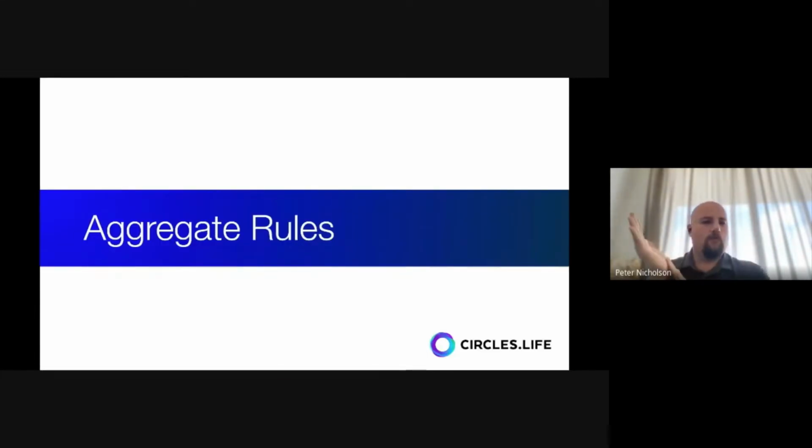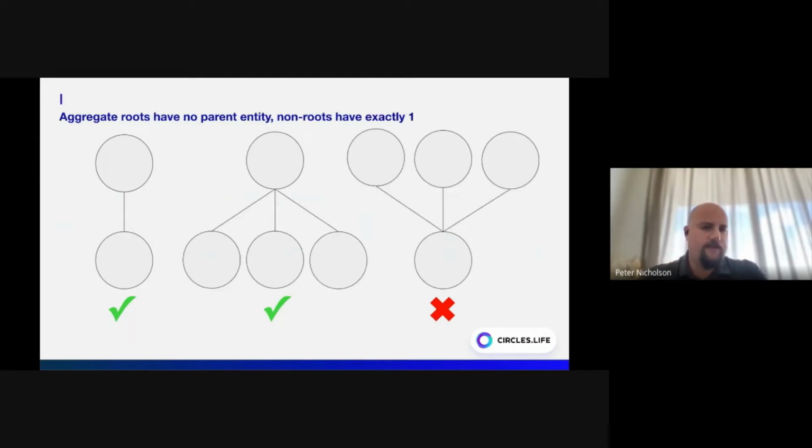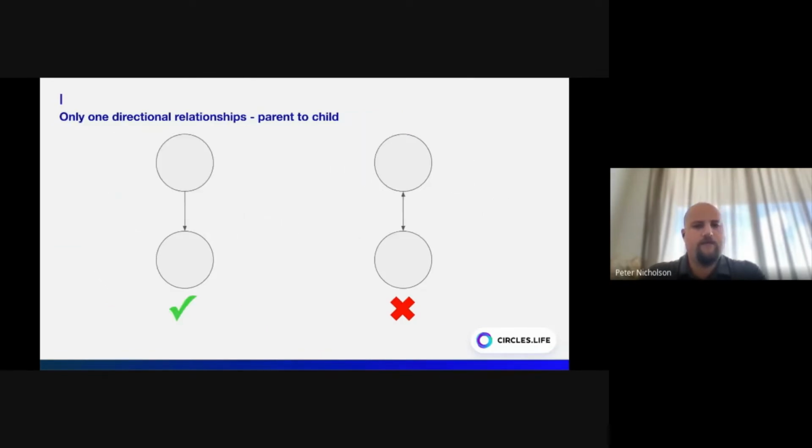So here are some rules for how you build your aggregates. First major rule is only one-to-one and one-to-many relationships. The second being that aggregate roots have no parent entity, while non-roots have exactly one. We're saying that no entity can have more than one parent. And lastly, only one-directional relationships, parent to child. So a child object should never know what its parent object is.